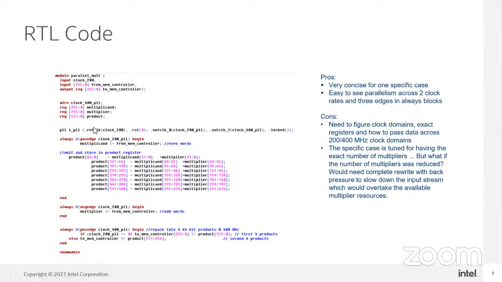If it is a simple RTL code, we instantiate a PLL and we will generate 2 clocks. One is 200, the other one is 400. And based on that, we will perform multiplication. The only challenge for the RTL engineer is you have to ensure how to transfer the data from one clock domain to another clock domain, because one is working at 200, the other one is working at 400. So 200 to 400 megahertz clock domain crossing, how do we do it? That's what is important.